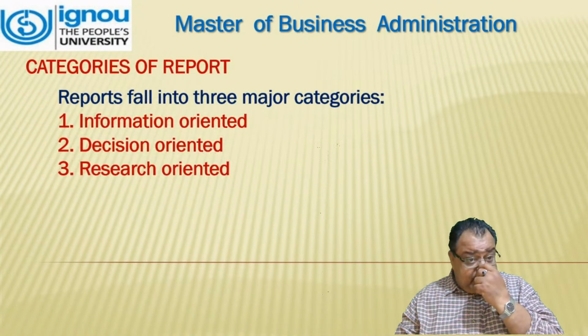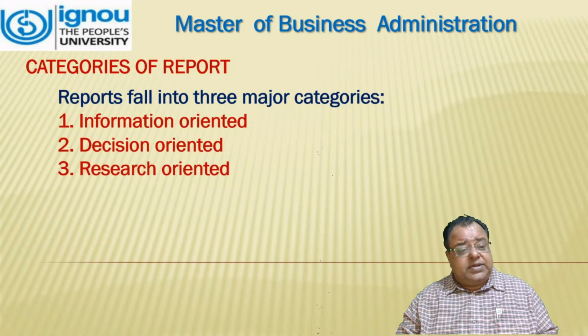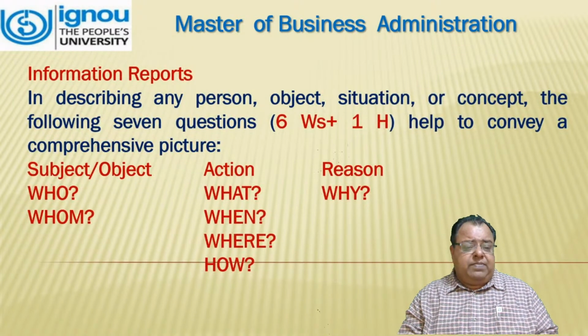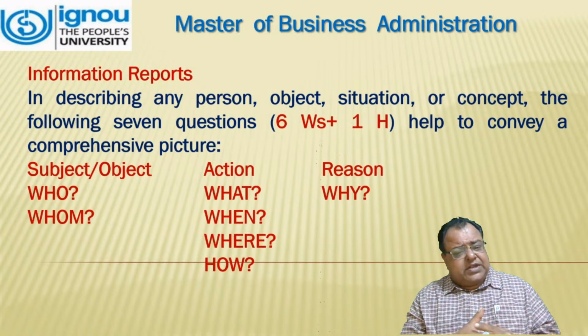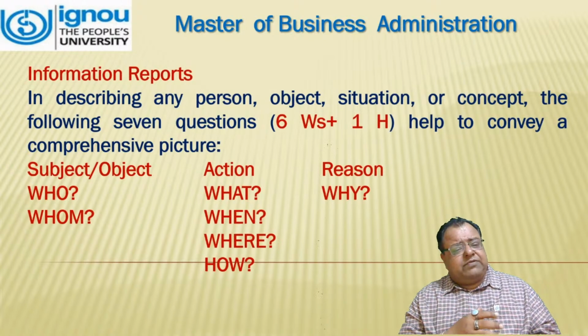What are the categories of report? Reports fall under three major categories. First one is information oriented, second one is decision oriented, and the third one is research oriented. As far as information reports are concerned, in describing any person, object, situation, or concept, the following seven questions, that is a combination of six W's and one H, help to convey a comprehensive picture.